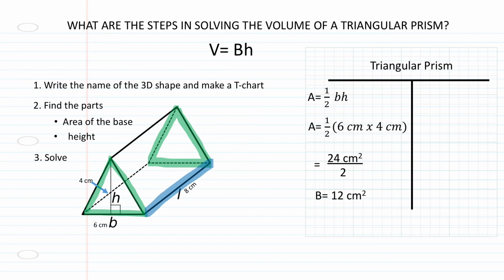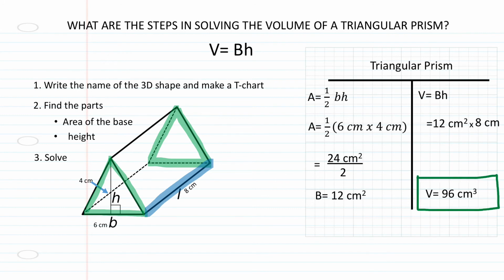And now let's proceed to the right side, which is volume is equal to base times the height, or area of the base times its height. We already know that the area of the base is 12 centimeters squared and its height is 8 centimeters. So 12 times 8 gives you 96 centimeters cubed. That 96 centimeters cubed again is the volume of this triangular prism.